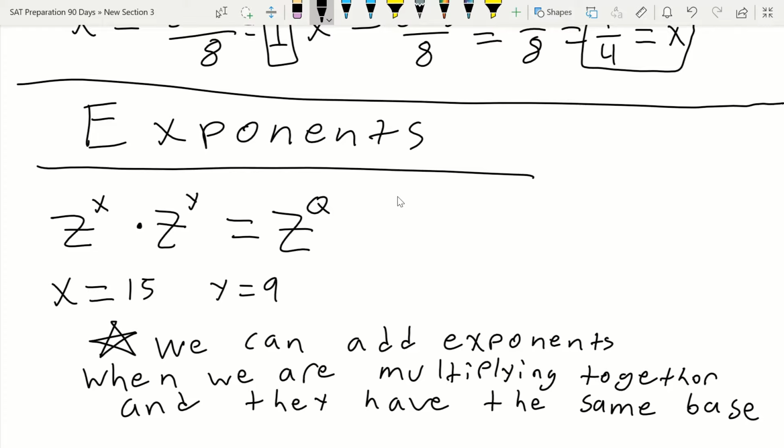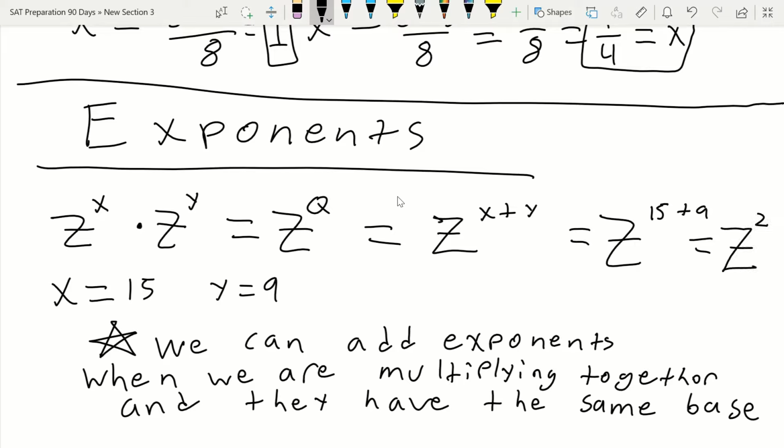Because these two have the same base of z, we can add x and y to get q. So z to the x plus y will equal q. We see x is 15 and y is 9. So now we have z raised to the 15 plus 9. We know 15 plus 9 is equal to 24, so we'll have z to the 24th. So that's an example of multiplying your exponents. If we have the same base and we're asked to multiply them, we add their exponents to find our answer.